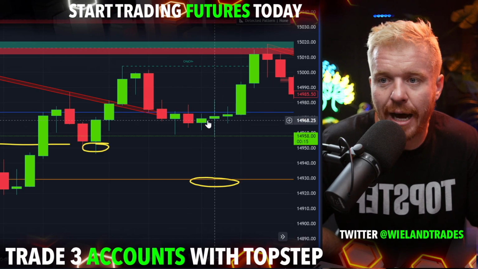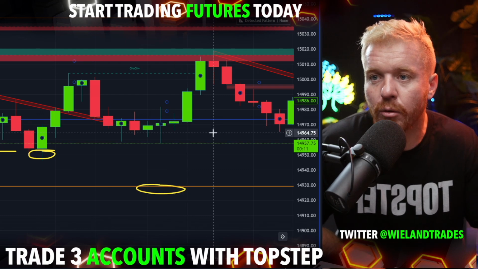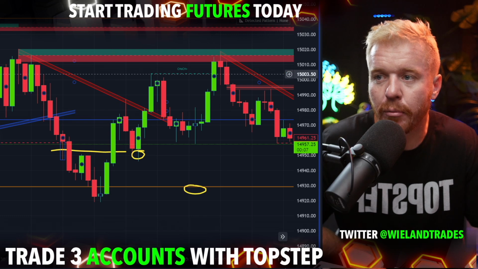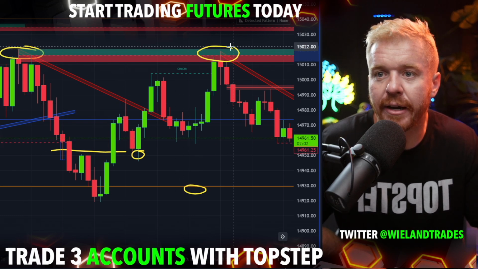Are we chopping around at this level before breaking out? Did we get a really tight candle before breaking out? Where's our target at? Obviously our target on this move, we're pushing back up. We're looking for a target of trying to retest these highs, which we ended up doing.